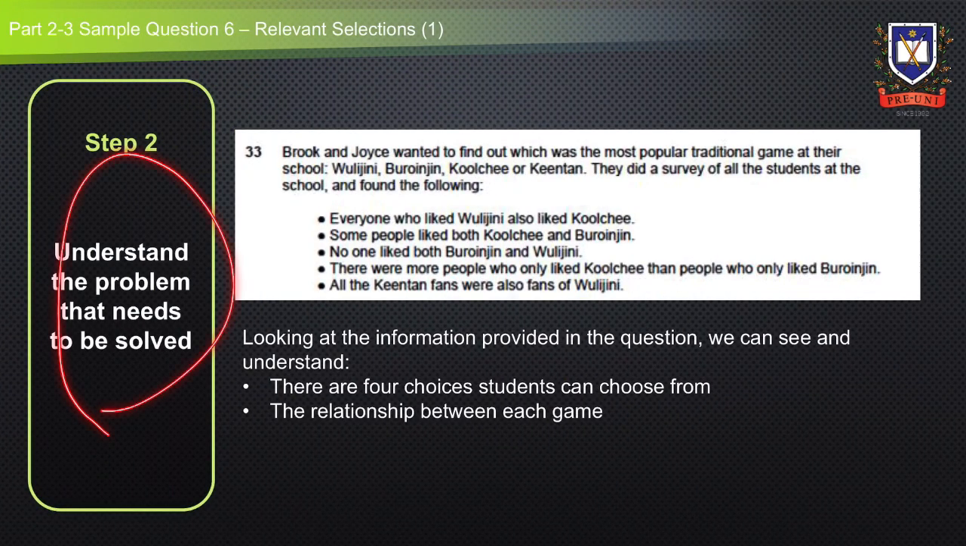Step 2 is to understand the problem that needs to be solved. Looking at the information provided in the question, we can see and understand that there are 4 choices students can choose from, and that the relationship between each game is also given.